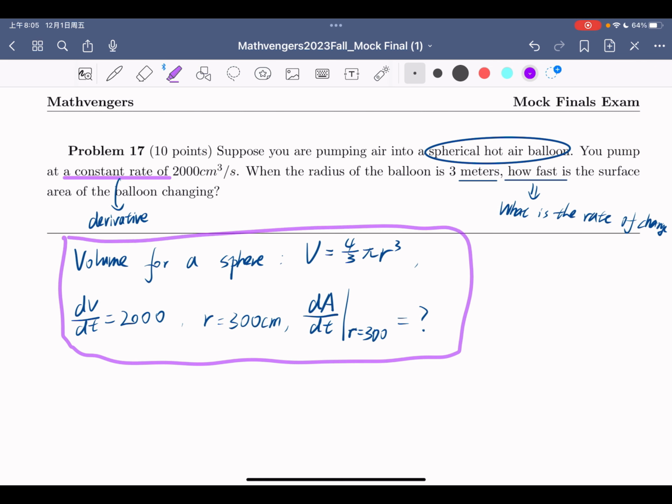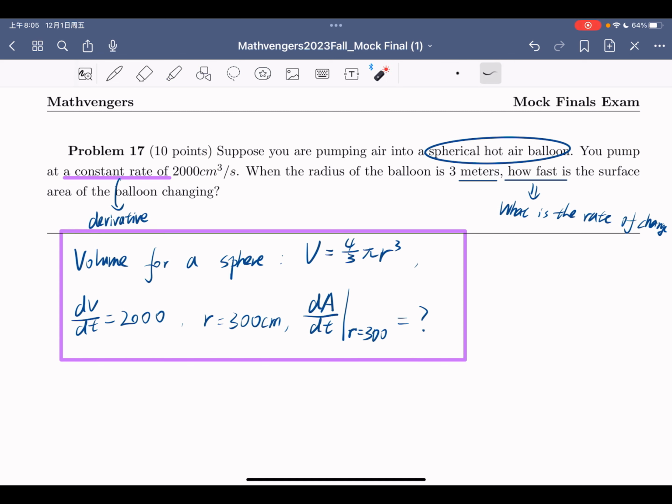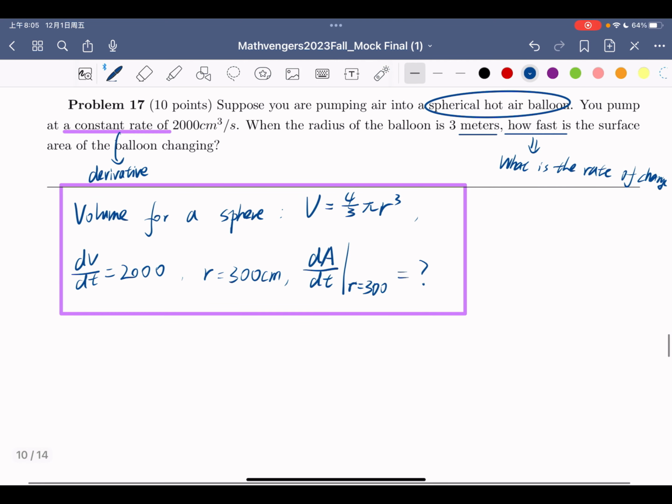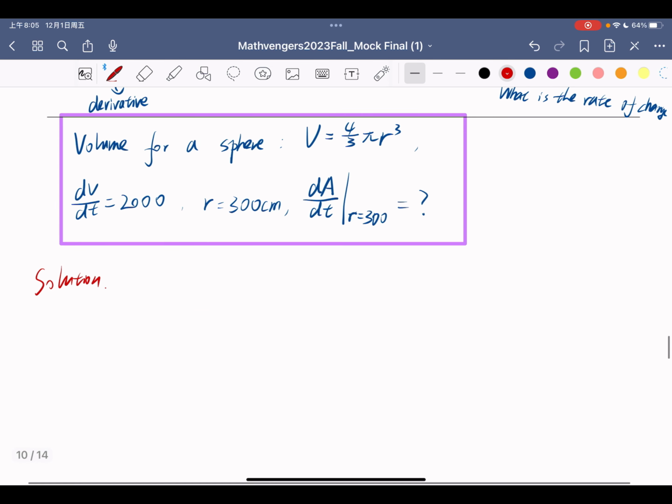So for this part, we translate these sentences into math formulas. We have a volume formula, and we know the derivative dV over dt, and we know r, and we need to find dA over dt. Now how can we do this? We want to figure out dA over dt. How can we use V or some other things to get this?